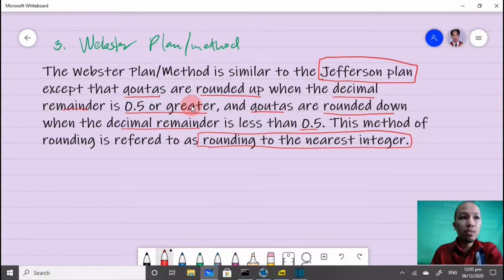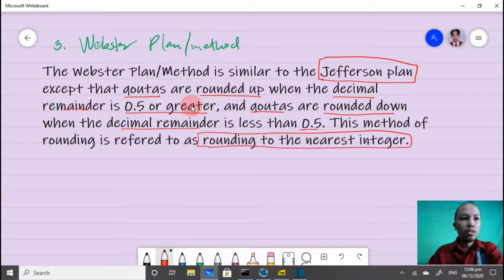So if it is greater than 0.5, you will have to round it up. If it is less than 0.5, you round down. Let me recall that in the Hamilton method you always use rounding down, and the same is true for the Jefferson plan. But in the Jefferson plan, you have to get the modified standard divisor.